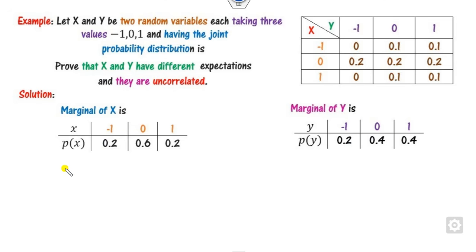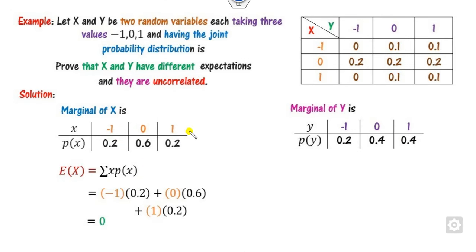Once you find the marginal of x, what is step number 2? You can find the expected value, that is nothing but the sum of x times p(x). So how do you find it? This into this, this into this, and this into this. You will get the answer as 0.